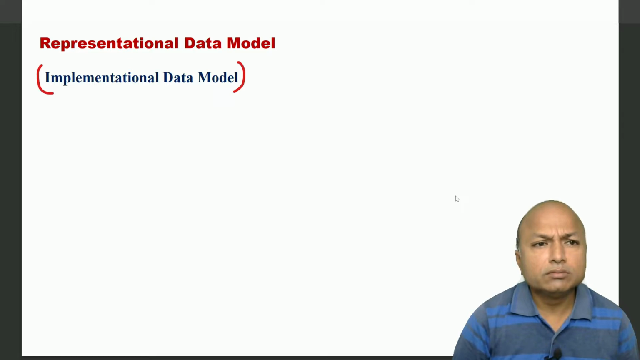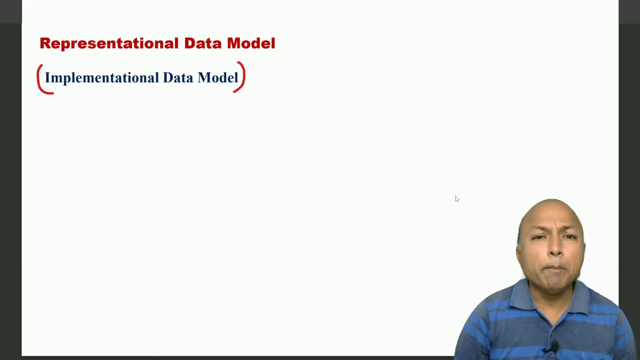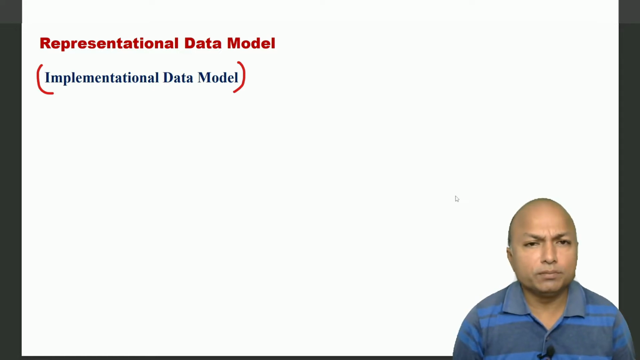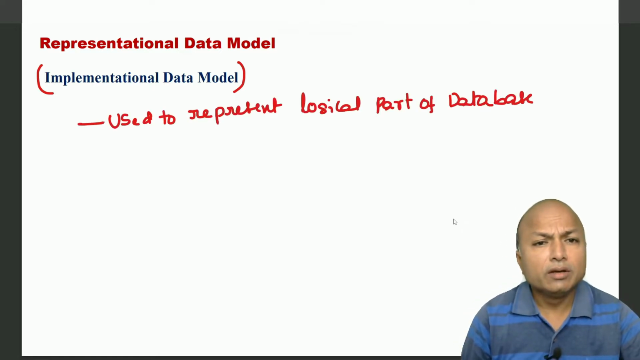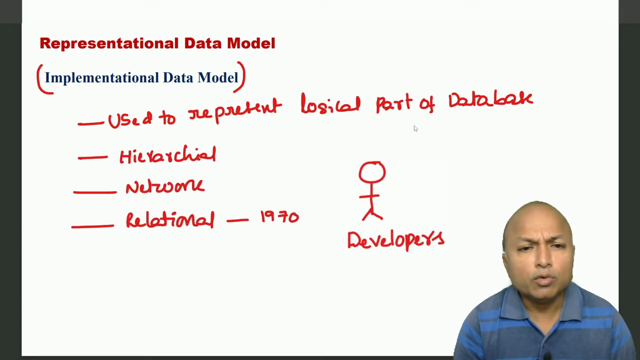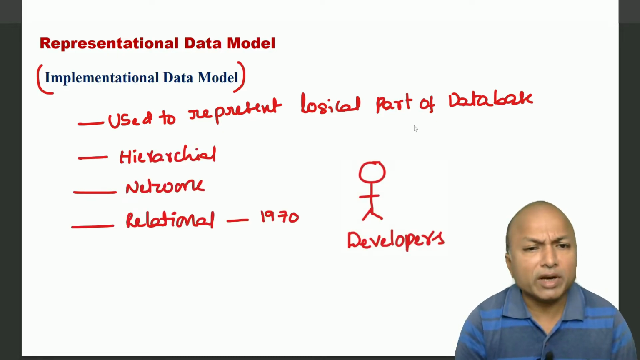Representation data model is also called the implementation data model. This model is used to implement the real database by taking input from the ER model. This model is used to represent the logical part of the database. Here we can see some types of data models: hierarchical data model, network data model, relational data model.